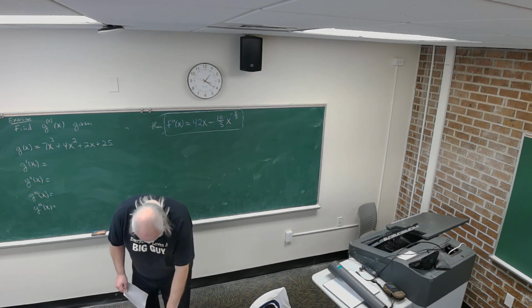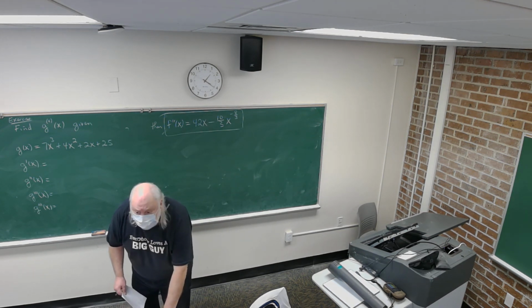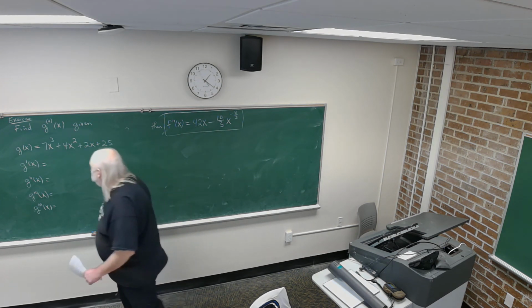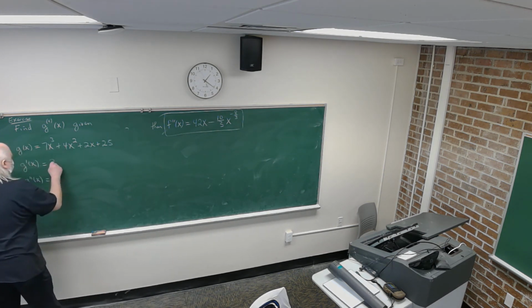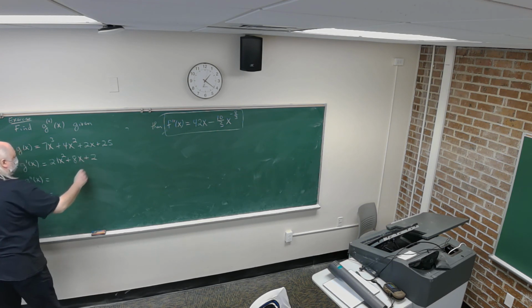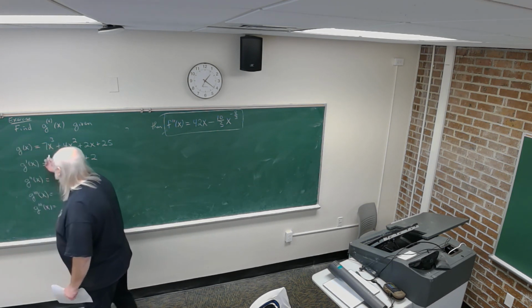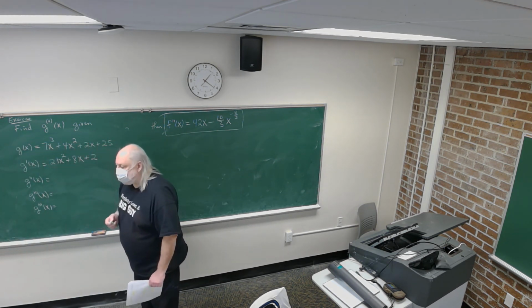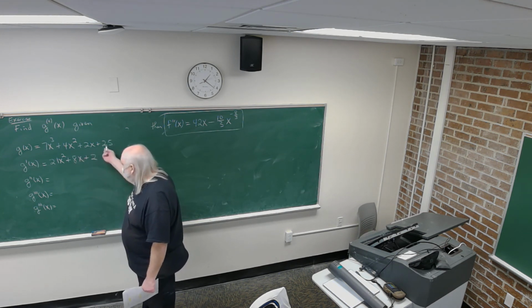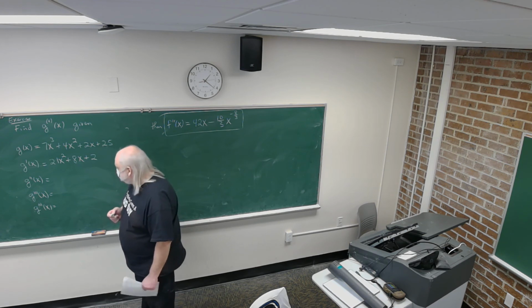I called Nelson last. Meredith. Okay, Meredith, what'd you get for the first derivative? I got 21x squared plus 8x plus 2. There you go. That's perfect, right? Derivative of 7x cubed is 21x squared. Derivative of 4x squared is 8x. Derivative of 2x is 2. Derivative of constant 25 is 0.